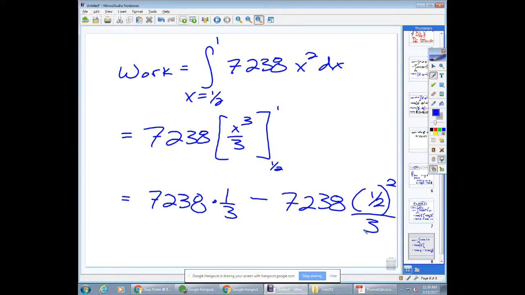So pretty much this number here is the work it takes to move it 1 inch, minus the work it takes to move it 1/2 inch. Oh, that should be a cube. Thank you. I messed up my board. What do we get approximately there? 2,111. Anybody else get a similar answer?